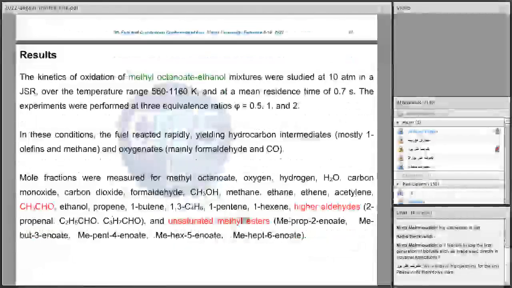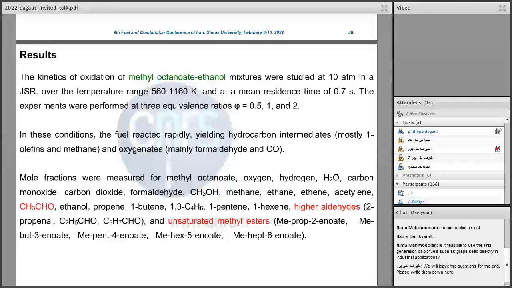So we also used some mixtures of methyl octanoate with either diesel fuel surrogate or also with ethanol. As I told you before, there is an interest in mixing methyl ester with ethanol because ethanol is relatively soluble in this kind of chemicals, whereas it's much more difficult to dissolve in hydrocarbon mixtures.